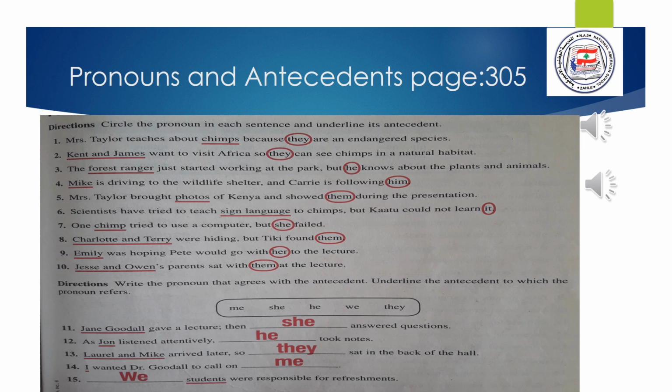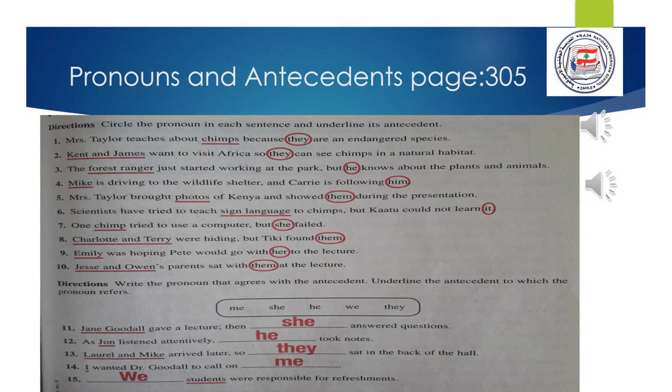3. The forest ranger just started working at the park, but he knows about the plants and animals. He is the pronoun that agrees with the antecedent forest ranger. 4. Mike is driving to the wildlife shelter and Carrie is following him. Him is the pronoun that agrees with the antecedent Mike, which is a masculine antecedent. 5. Mrs. Taylor brought photos of Kenya and showed them during the presentation. Them is the pronoun that agrees with the antecedent photos.